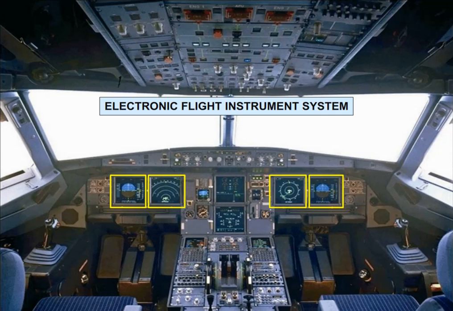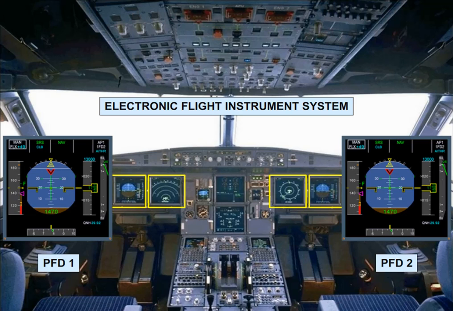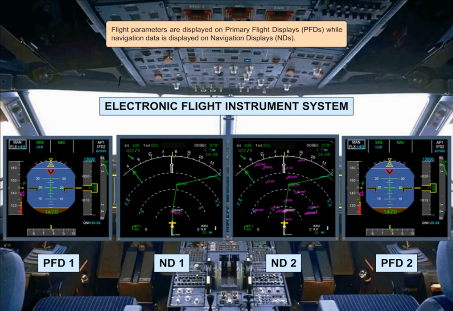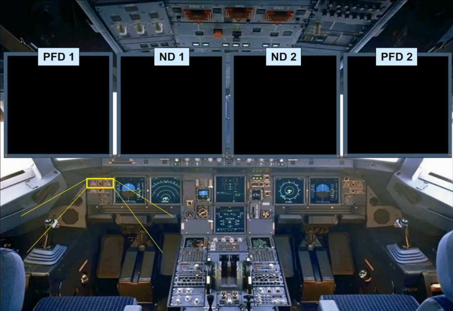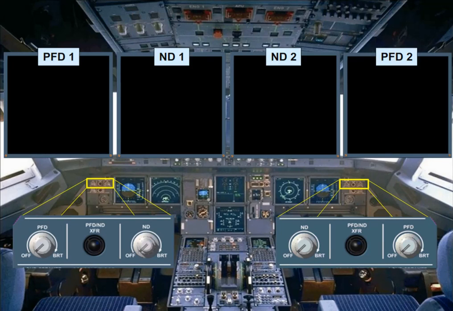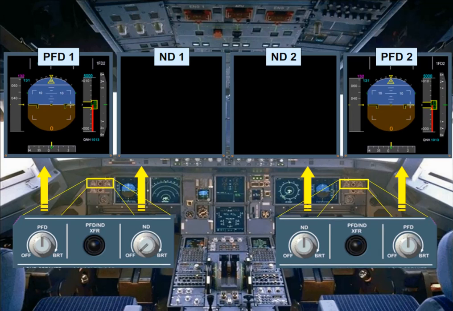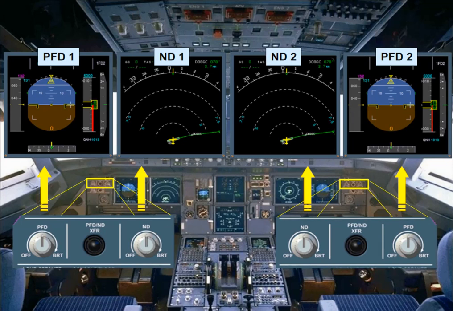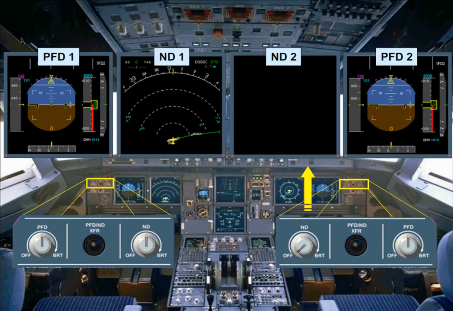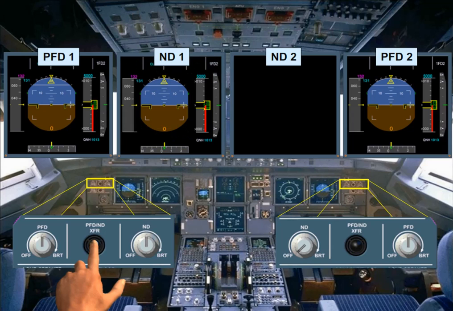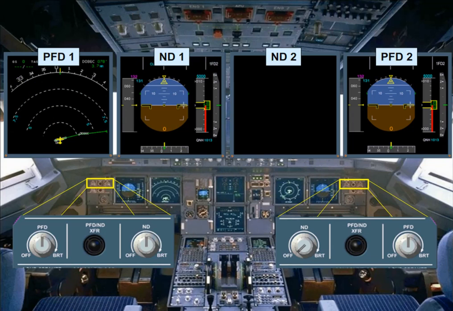Flight parameters are displayed on primary flight displays (PFDs), while navigation data is displayed on navigation displays (NDs). Outboard of the PFD, there are control knobs to adjust the brightness of the related PFD and ND, or to turn the display off. There are also switches to swap displays between the PFD and the ND.